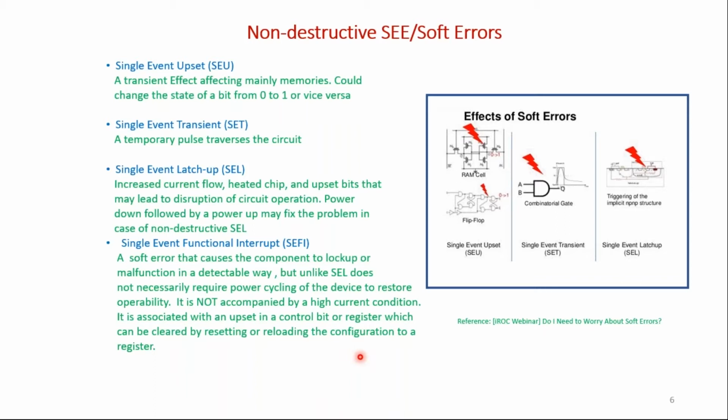For single event functional interrupt, it happens when the charged particle hits the control circuit, not the actual memory cells, but the control bits. And that would basically cause an interrupt in the circuit, and it's a malfunction. It doesn't work anymore. So you don't need to do a power recycle, and there is no heated chip, and there is no large current flow. You need just to reset the system, and it will go away. So that's a SEFI, which is different from the SEL.